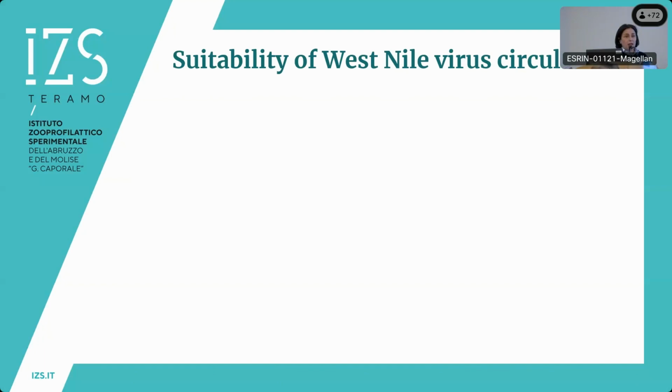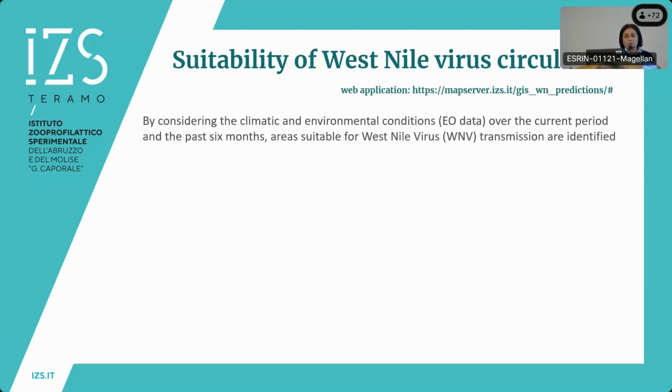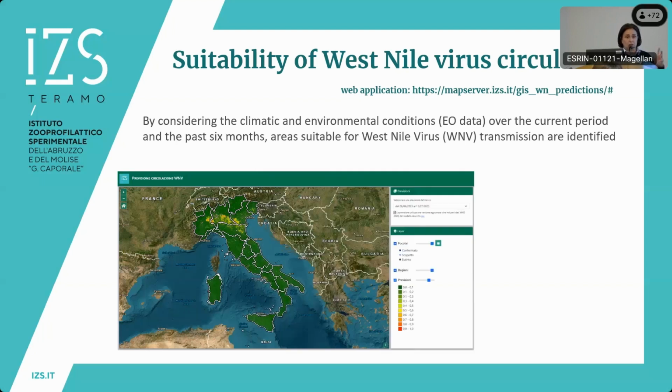What we aimed at was to find suitability areas in Italy, suitability for West Nile virus circulation. So we took cases of diseases, and we will show in a minute, and we developed also a web application that is freely available for anyone. By considering climatic and environmental conditions, what we did was to observe when and where specific conditions caused West Nile transmission in specific areas.